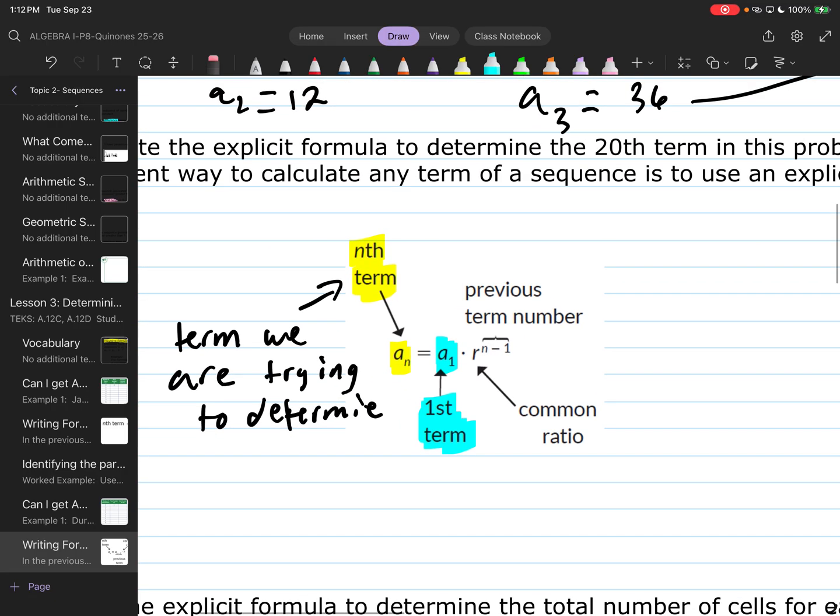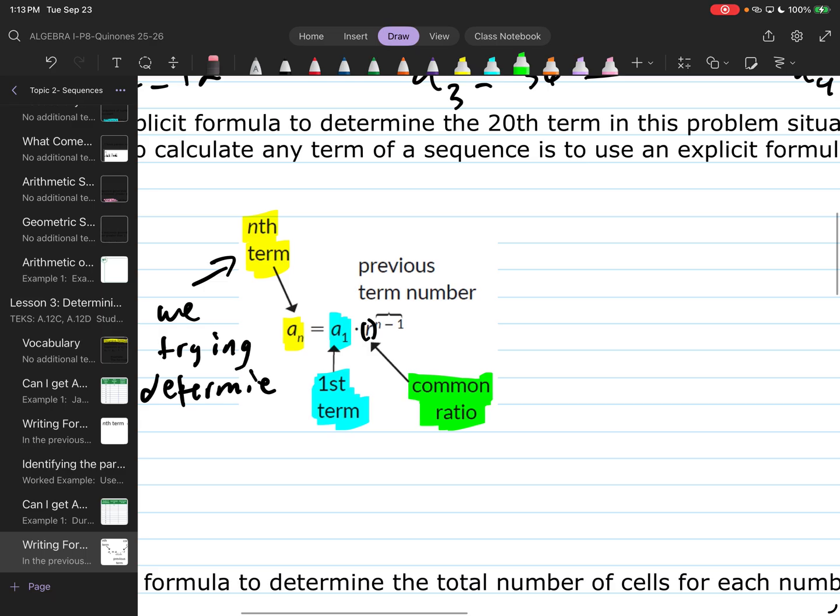Now, something that this formula did not do is put parentheses around r. What is r again in this formula? My common ratio, right? What am I multiplying to my first term? It is important that you put parentheses. So I'm going to rewrite it so that we can see it much bigger. a sub n is equal to a sub 1 times parentheses r.